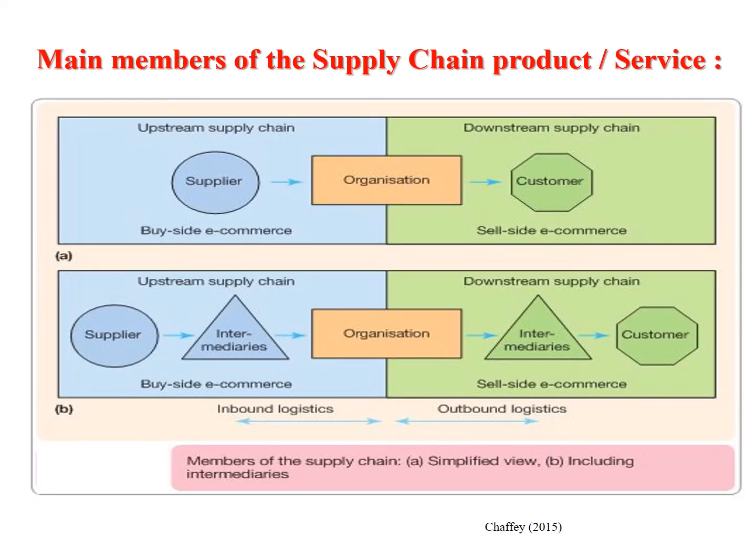So let's look at this. The main members of the supply chain for a product or service. Here we can see, going upstream from the supplier, you then have the organization in terms of the e-commerce side. So you have the supplier and the company selling e-commerce to the customer, the sell-side to the customer.